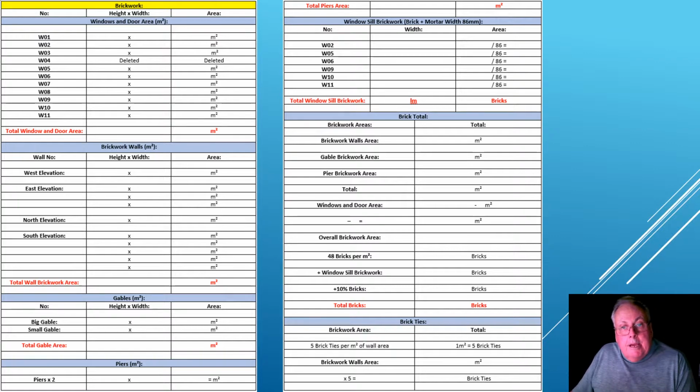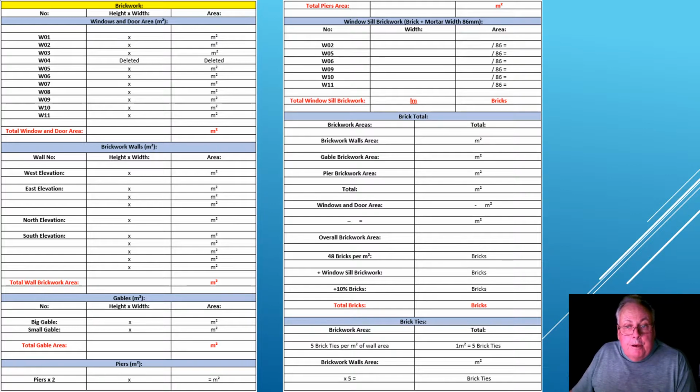Okay, we need to allow for a sill, and each of these windows, so you're putting the length of window 2, the length of window 5, etc., etc. Okay, and then finally you would get a total amount of lineal meters, and then you divide that or times it to work out your bricks in square area, which is a little bit funky, but anyhow, we'll get there.